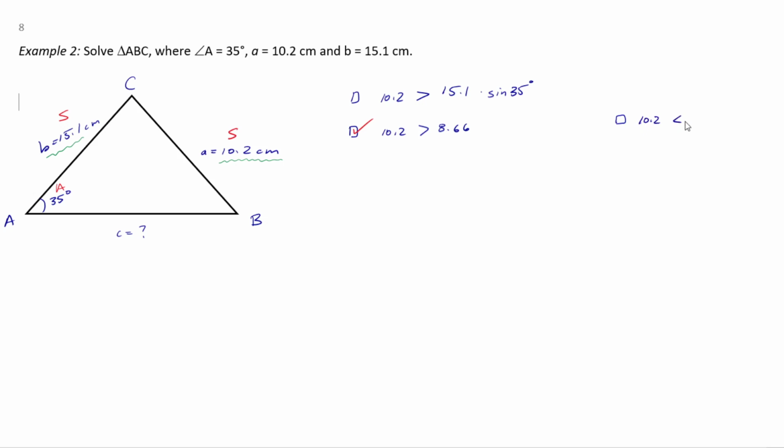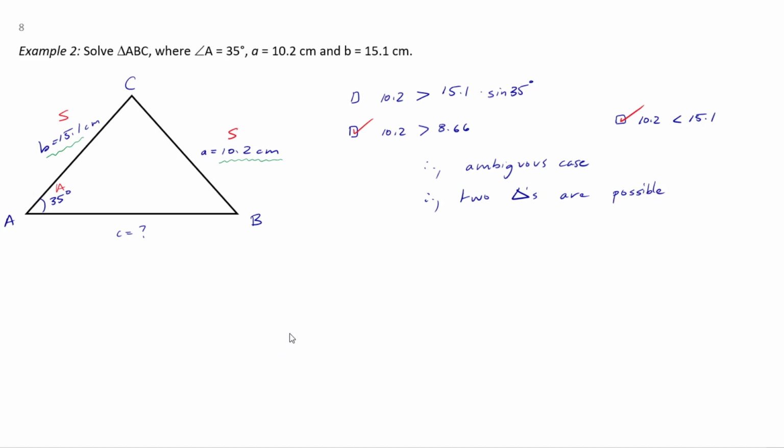Is 10.2 less than the other given side? And this is in fact the case. So therefore we have an ambiguous case scenario, and therefore two triangles are possible.